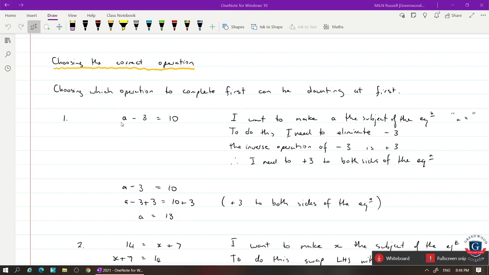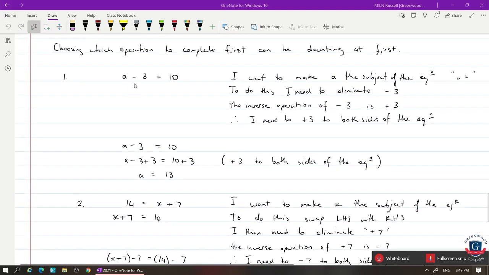Let's have a look and see if that works. 13 take 3 equals 10. 13 take 3 is 10. 10 would equal 10. It works. So if we want to eliminate a minus 3, we would have to add 3.